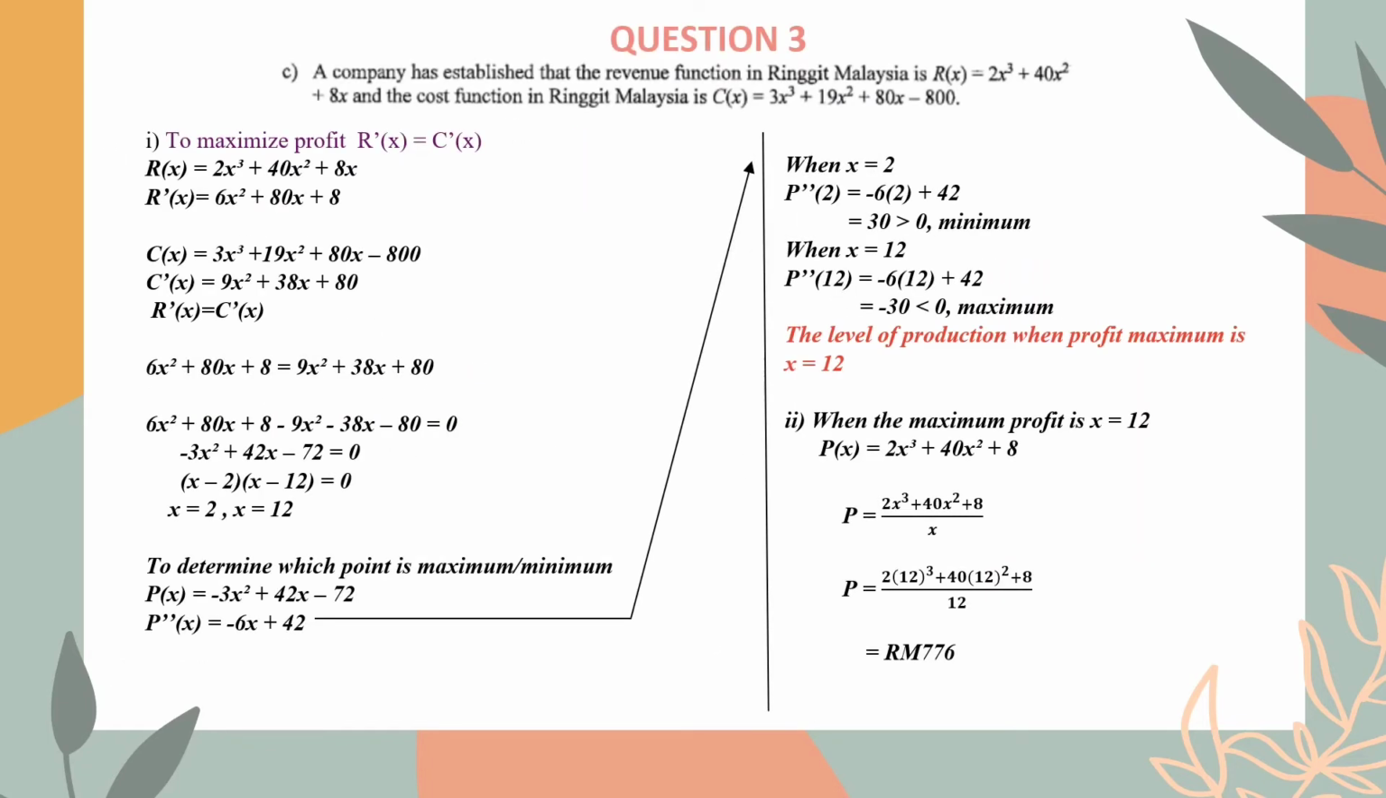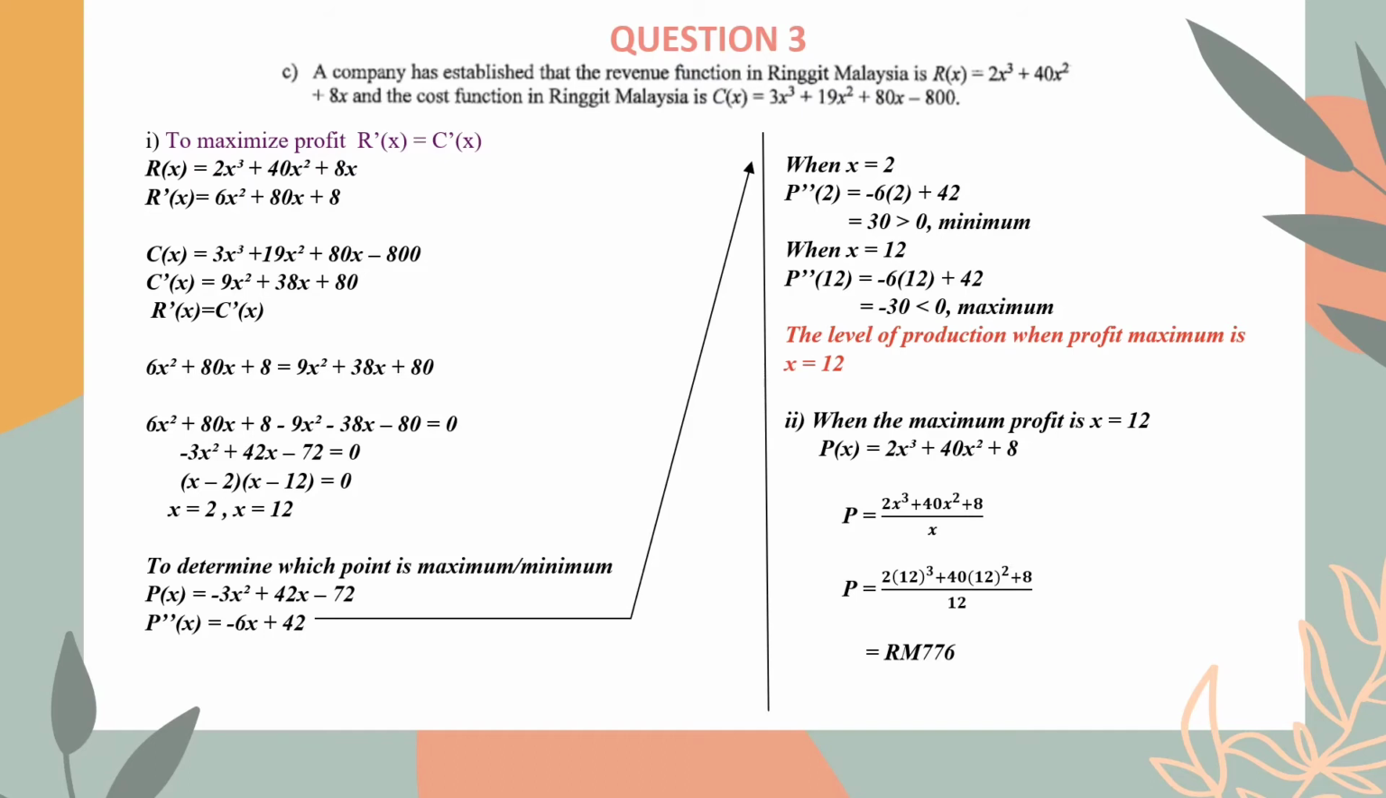Question 3. A company has established that the revenue function in Ringgit Malaysia is R(x) = 2x³ + 40x² + 8x, and the cost function in Ringgit Malaysia is C(x) = 3x³ + 19x² + 80x − 800. In order to find the level of production that will yield maximum profit for the company, we must find the first derivative of the revenue function and the cost function.